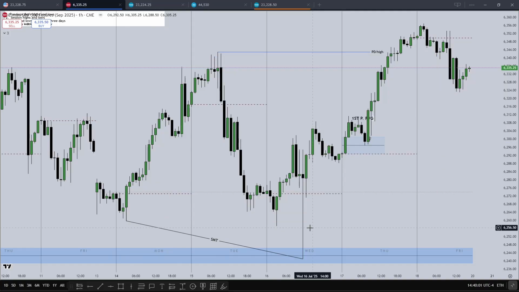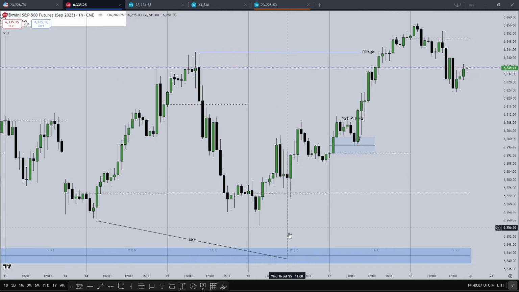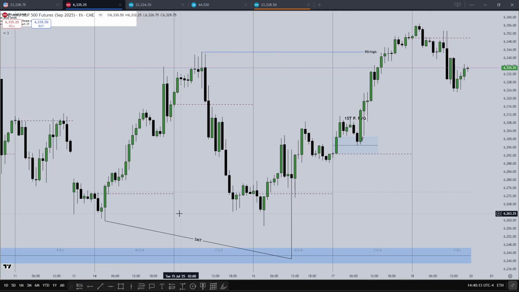Okay, so on Wednesday in the New York session at 11 a.m., price has made a significant drive lower with this wick, and we can see that we have made an SMT. That's very nice.